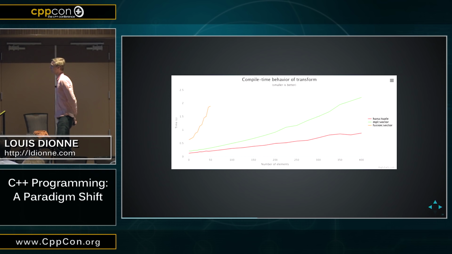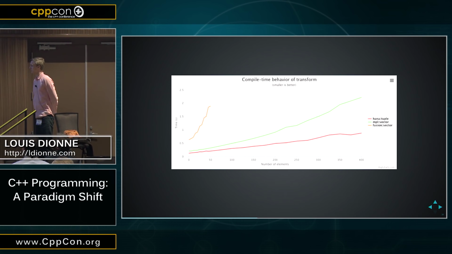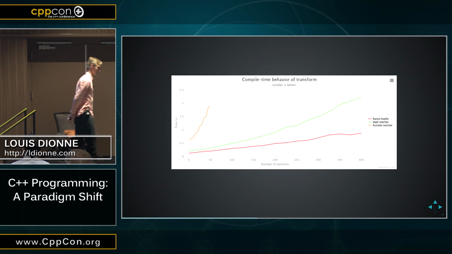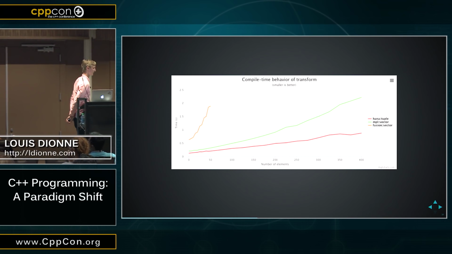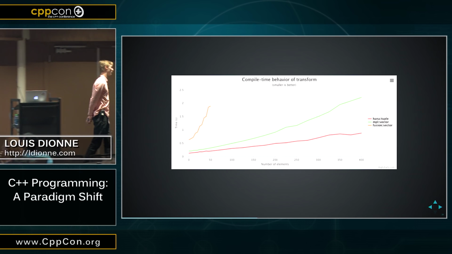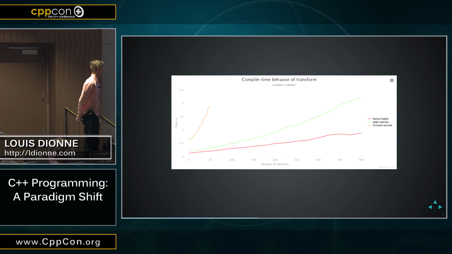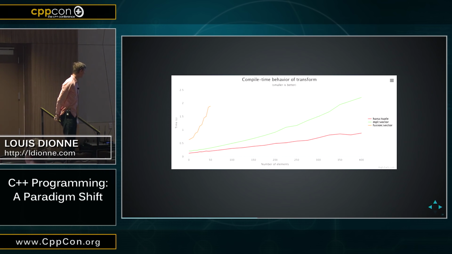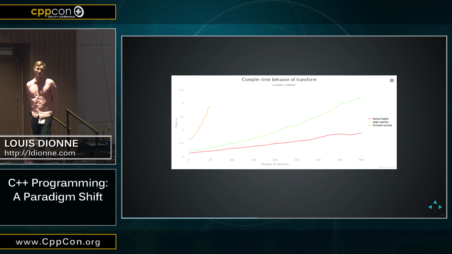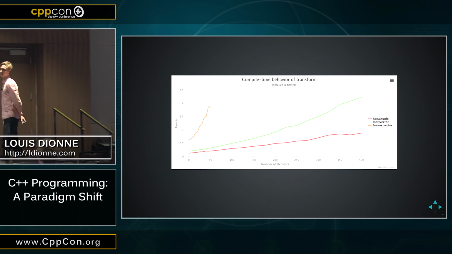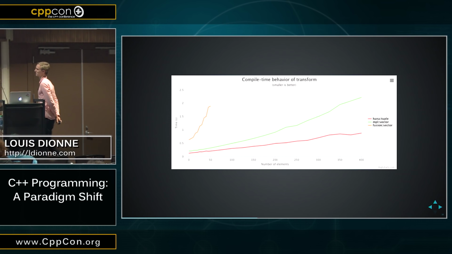Now this is the compile time performance of calling the transform algorithm on a tuple from the Hana library, an MPL vector and a fusion vector. And as you can see, the Hana tuple is slightly better. It's actually much better than fusion, and it's slightly better than MPL. It's still not satisfactory to me, but we're working on that. And the reason why a fusion vector stops at 50 is because you cannot create a fusion vector with more than 50 elements. It just blows up because of C++03 limits.